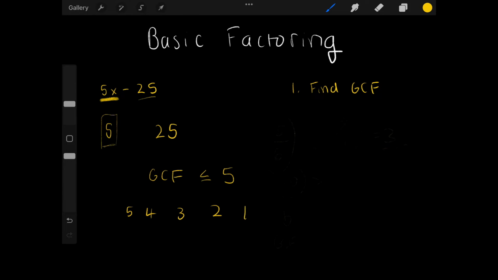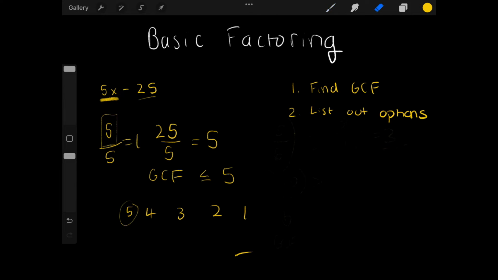So these are our options for the GCF. So the second step is to list out options. Now, I'm going to work backwards here because it's going to be a more efficient way. If one of the greater factors or greater numbers ends up being a GCF, then I'm going to get to it quicker. So let's see, does 5 work? Well, when I divide these terms by 5, I get 1 and 5. So it does work. So that way I know that 5 is my GCF. So the GCF is equal to 5.